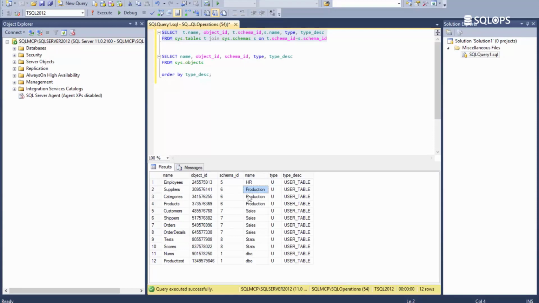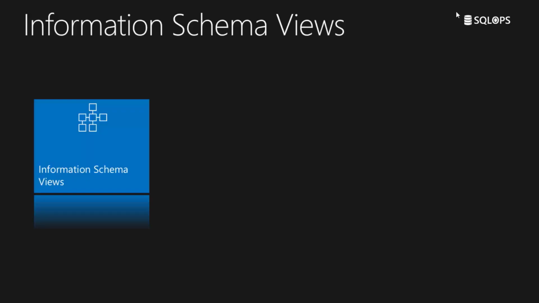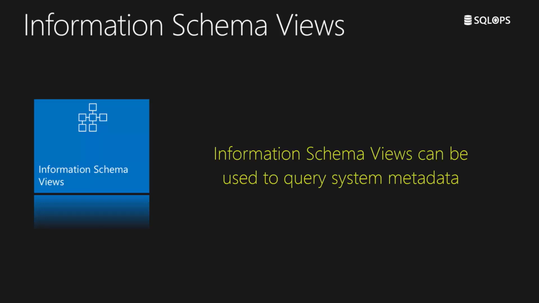So, now that we have learned about system catalog views, let's learn about information schema views. Information schema views are based on catalog view definitions in the ISO standard. They present the catalog information in a format that is independent of any catalog table implementation. Like system catalog views, information schema views can also be queried to return system metadata.